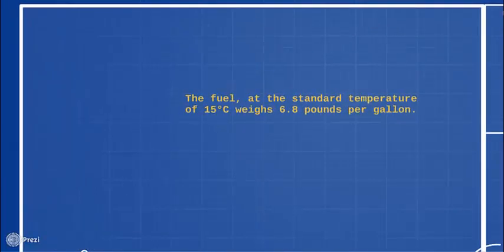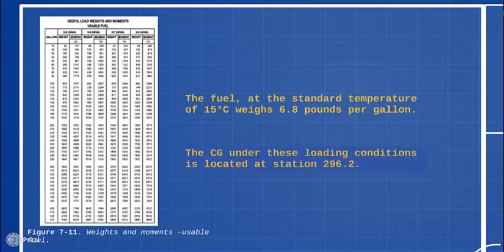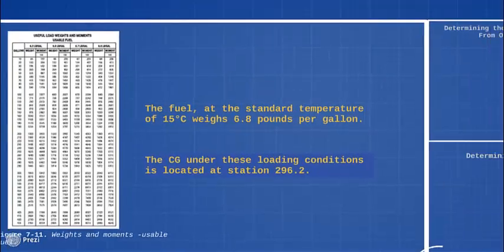The fuel at the standard temperature of 15 degrees Celsius weighs 6.8 pounds per gallon. Refer to the weights and moments usable fuel in Figure 7-11 to determine the weight and moment index of 370 gallons of Jet A fuel. The CG under these loading conditions is located at station 296.2.